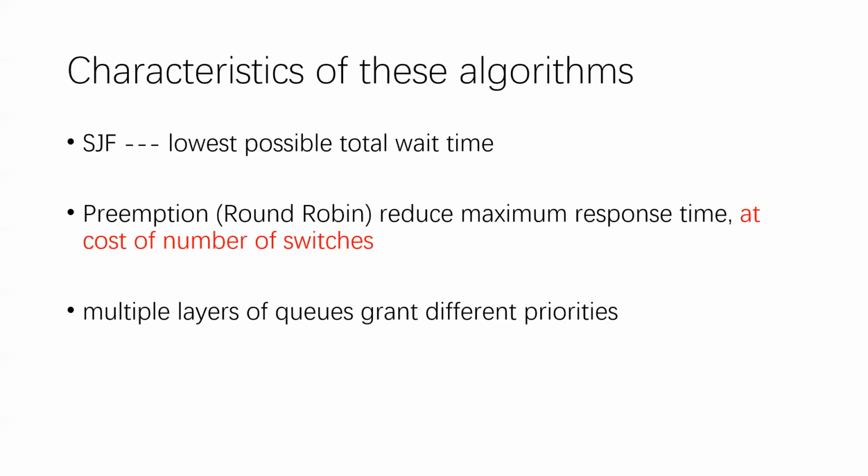Next, we will introduce some characteristics of the following scheduling algorithms. First, SJF has the lowest possible total wait time. As for preemption, round robin reduces maximum response time, but at the cost of an increase of switches. Also, having multiple layers of queues grant different priorities.